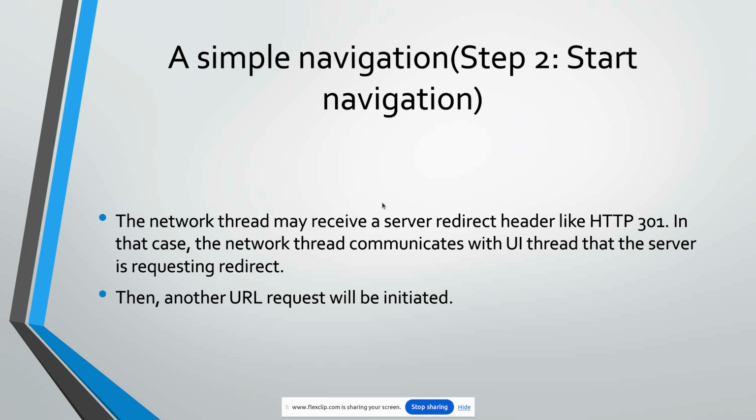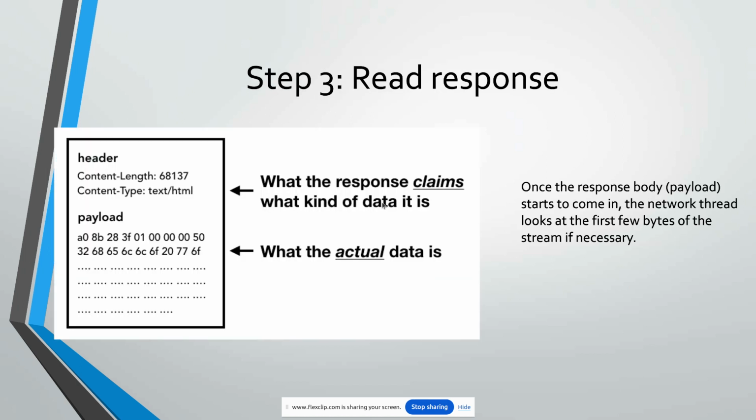Next, the network thread may receive a server redirect header like HTTP 301. In that case, the network thread communicates to the UI thread that the server is requesting a redirect, and the other URL request is to be initiated. So it will come back to this process.